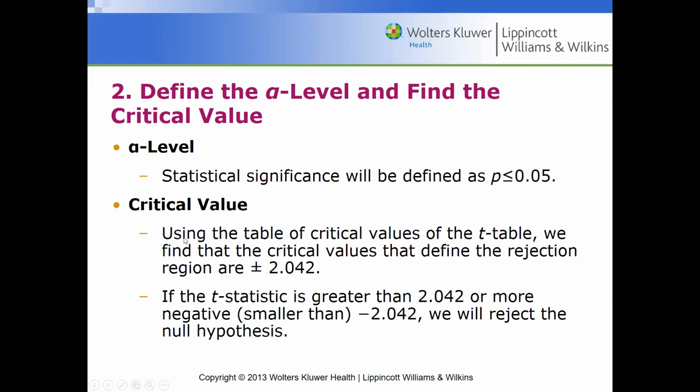The critical value. If you're calculating this all by hand, you would look up the critical value in the t table. Just remember that I'm not requiring that you calculate these by hand. So this becomes a little less important because your SPSS software will actually calculate this for you. But if you were doing it by hand, you would find that the critical values were plus or minus 2.042. And so when you run the test by hand, if it's greater than 2.042 or smaller than negative 2.042, you would reject the null.